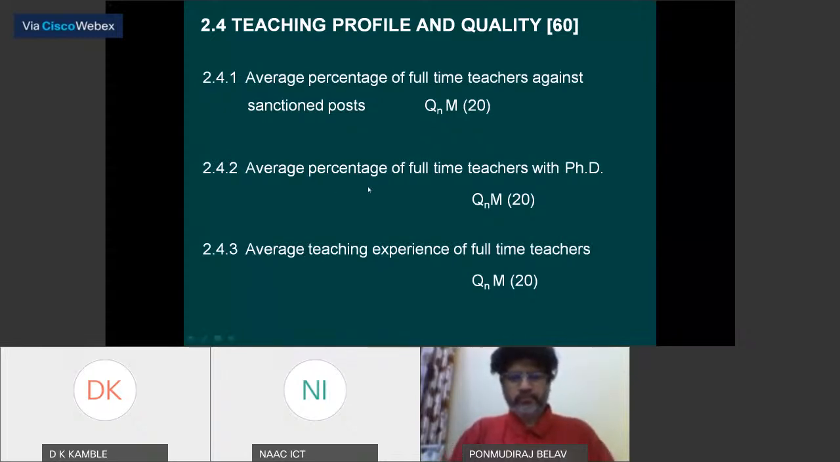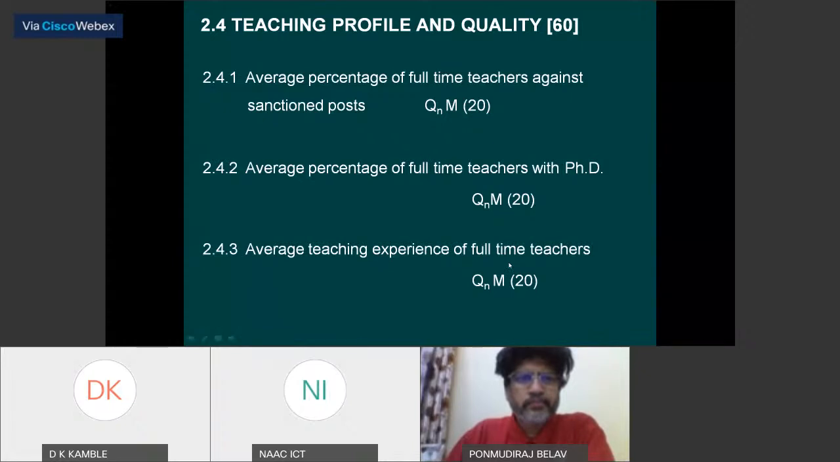Then average percentage of full-time teachers with PhD. See, in the institution, out of 20 teachers, if 10 teachers are awarded a PhD degree and the institution shows that 10 PhD full-time teachers are there, then for those 10, the PhD award letter is required. The convocation PhD certificate is required. Otherwise, the notification of the PhD award letter is also enough. Whatever it is, the supporting document is required from the university, that is, the PhD award letters.